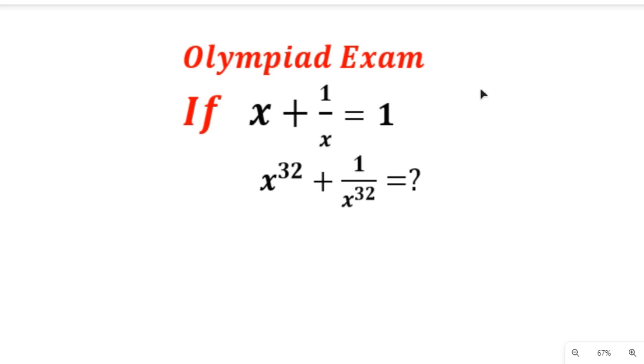In today's Olympiad exam tutorial, we are going to consider this equation. We are asked to find the value of x to the power of 32 plus 1 divided by x to the power of 32, given that x plus 1 divided by x is equal to 1.